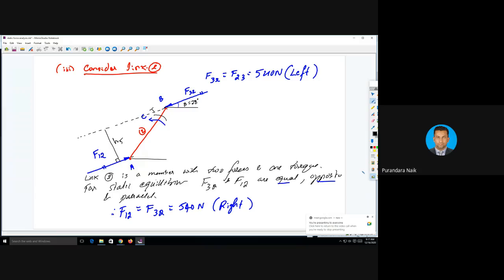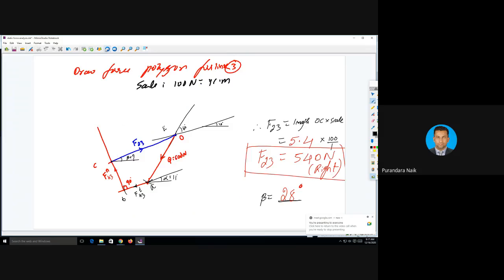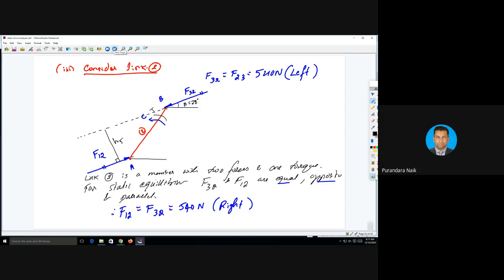So this is the continuation of the fifth problem. We have calculated the values for F3 and F23 in the previous class. Your angle of F23 is 28 degrees, right direction. Now we need to consider the second link. Draw the second link with actual scale. Then you can show F32 is equal to F23, which is 540 Newton towards left.